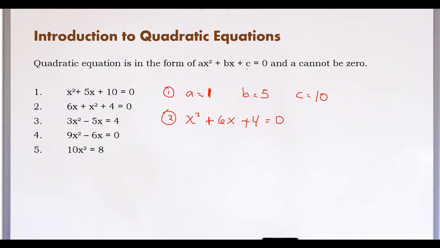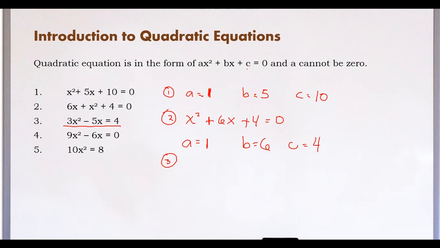The next thing to do is to identify the values of a, b, and c. So a here is, again, 1, b is 6, and c is 4. All right? I hope you could follow these steps in identifying a, b, and c. Next, number 3. For number 3, we have 3x squared minus 5x equals 4.